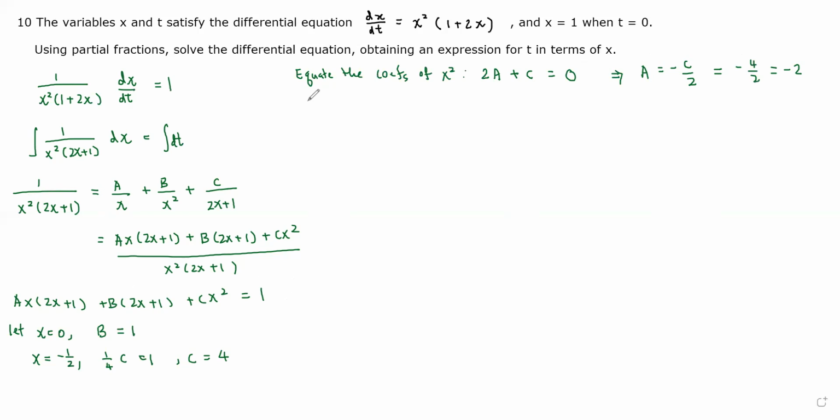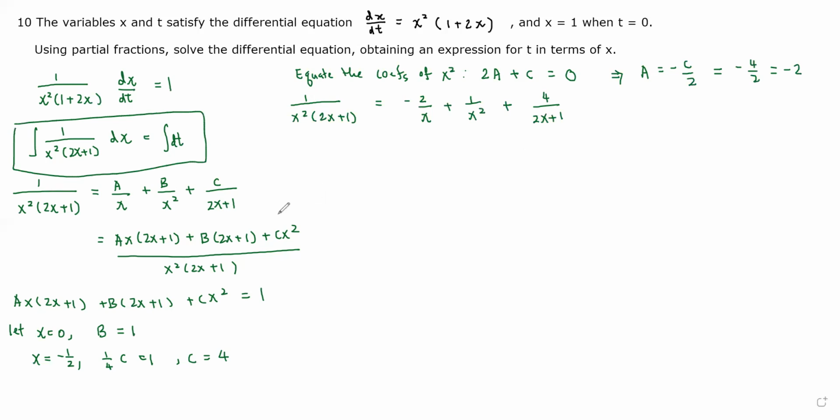And the integrand, 1 over x squared, 2x plus 1, becomes: we have a here, which is negative 2 over x, plus b over x squared, b is 1, plus c over 2x plus 1, c is 4, so 4 over 2x plus 1. Then from this part, we just integrate the right side with respect to x. We integrate negative 2 over x plus 1 over x squared plus 4 over 2x plus 1 with respect to x.